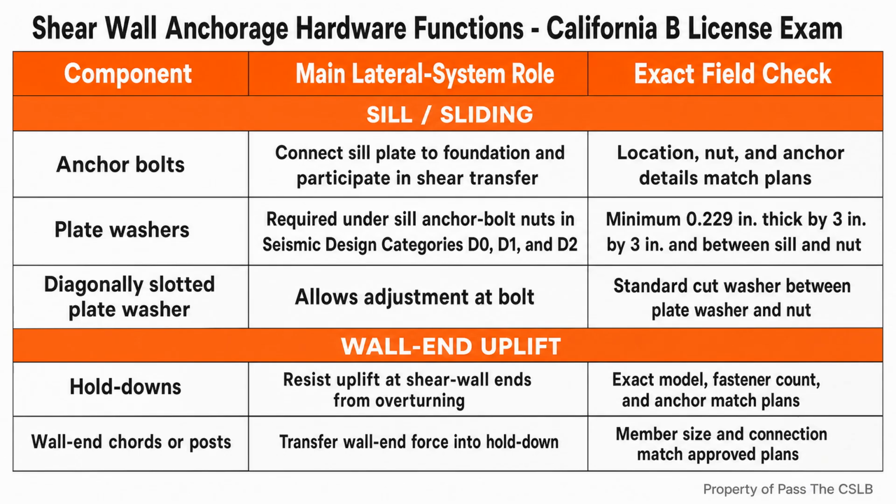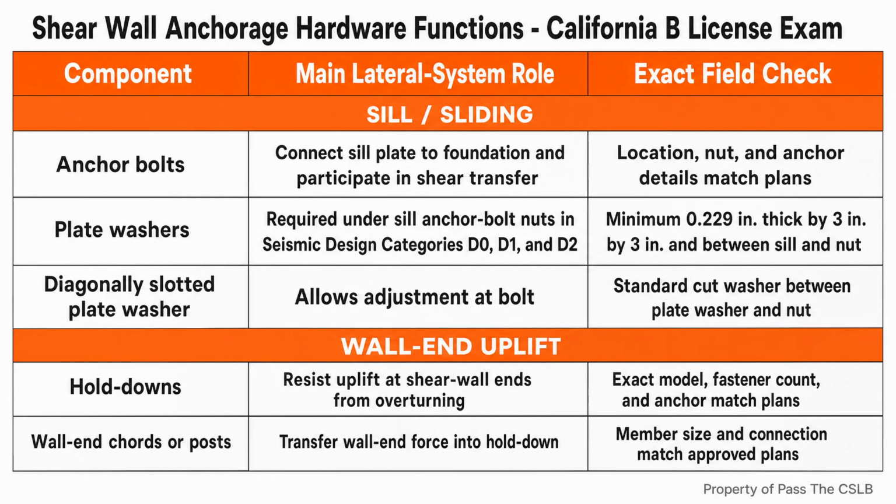This is where sequencing saves money. I want blocking, straps, clips, hold downs, and anchors visible before insulation, utilities, or finishes make them hard to inspect. I want conflicts resolved before a concrete pour locks anchors in place or before sheathing hides framing. Inspection readiness is not cosmetic cleanup. It is the ability to show that the concealed load path has been built as approved.